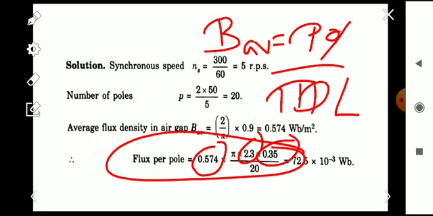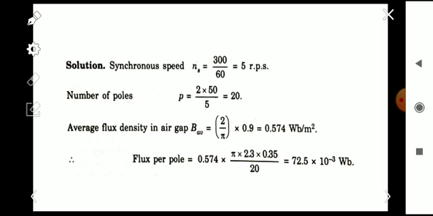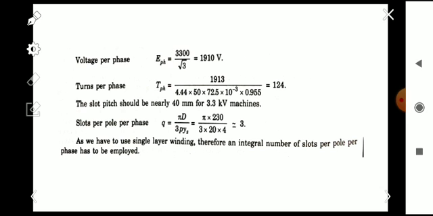L is given, it is 0.35, and P we have just found as 20. Okay, and we are getting the flux per pole as 72.5 × 10⁻³. Okay, and after that we have to find the phase voltage E phase.